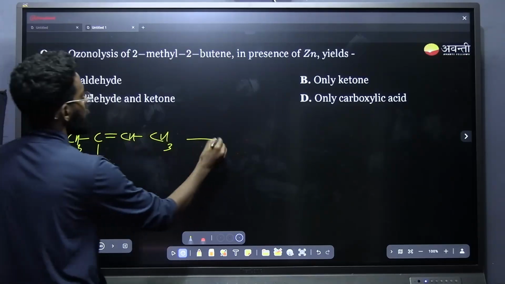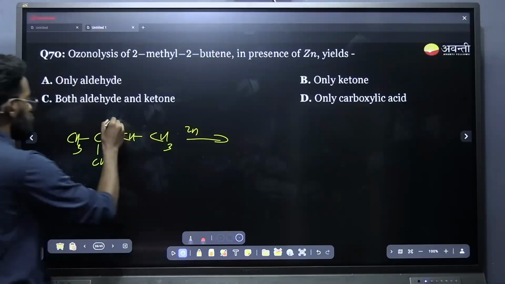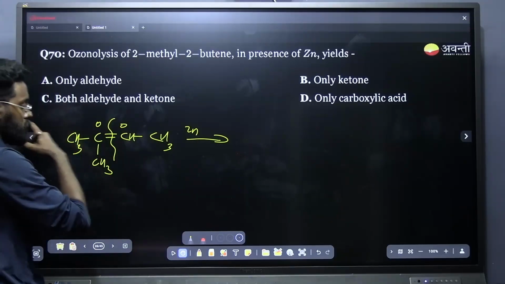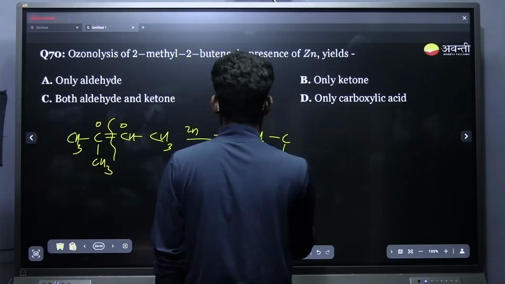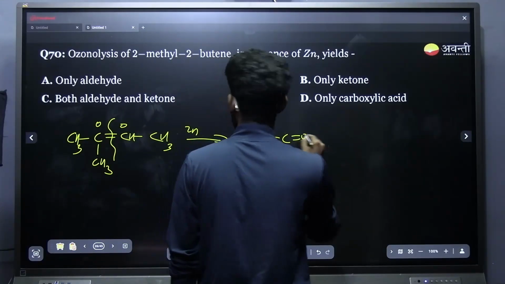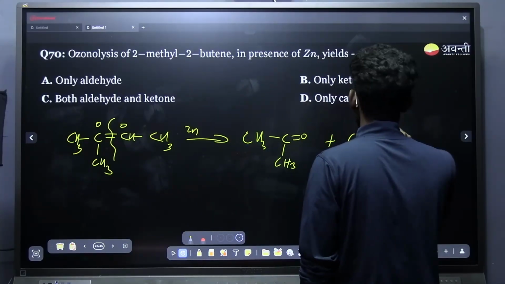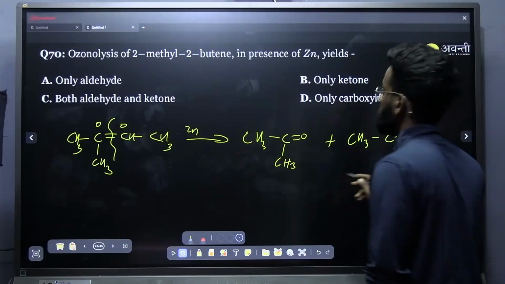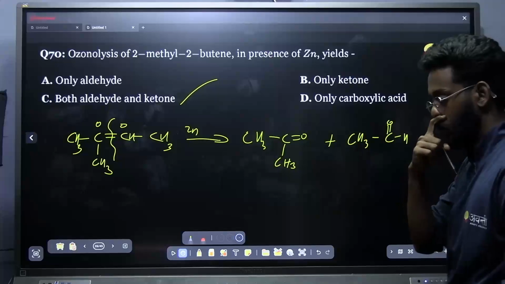2-methyl-2-butene, how to find out the product in the presence of zinc? It is reductive ozonolysis. Break the double bond, put oxygen on each carbon, and write the answer. CH3 C CH3 double bond O plus CH3 C double bond O H. That is, we are getting what? Both aldehyde and ketone.